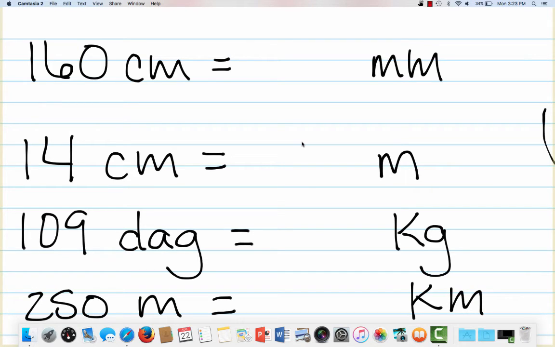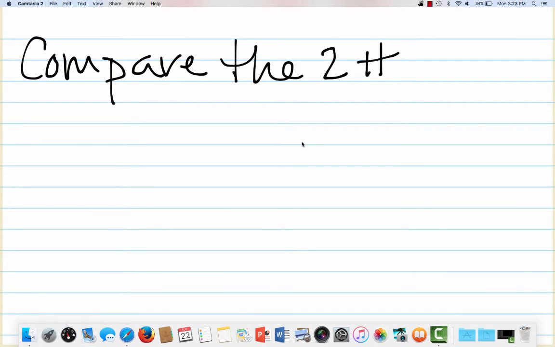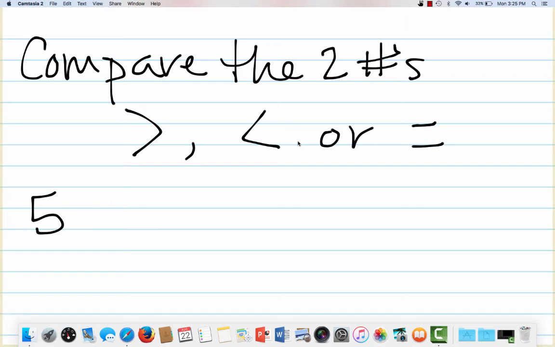Now for an added challenge, something else I want you to try once you have done these is to compare two different numbers and treat them like you're doing a math problem, where you tell me if it's greater than, less than, or equal to, depending on the relationship between the two numbers. I only have two examples for this. The first one is 56 centimeters, and I want you to compare that to 6 meters. Which number is bigger, smaller, is it equal to, depending on how you are looking at it.